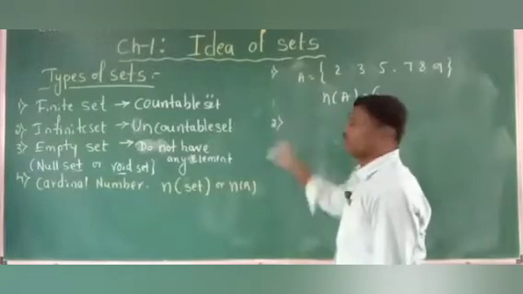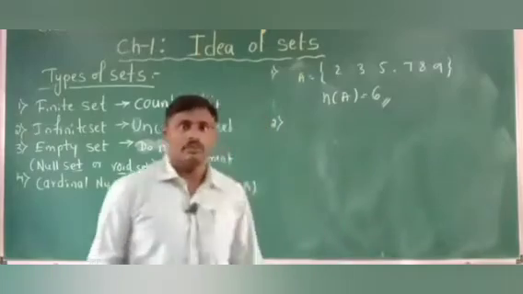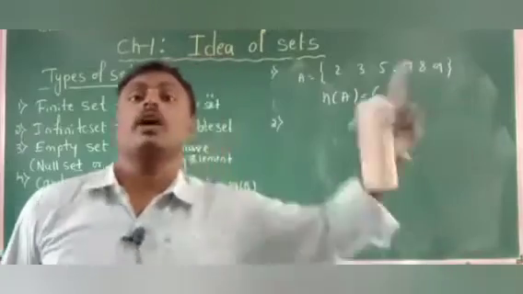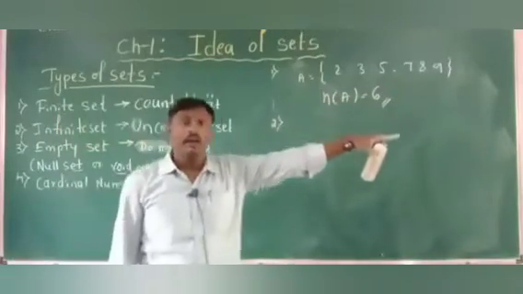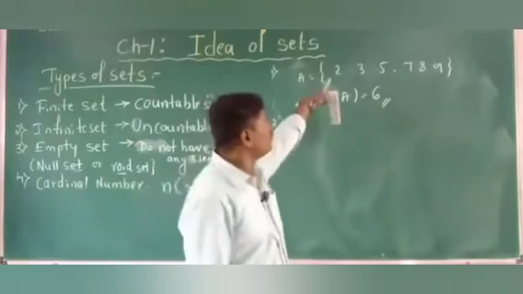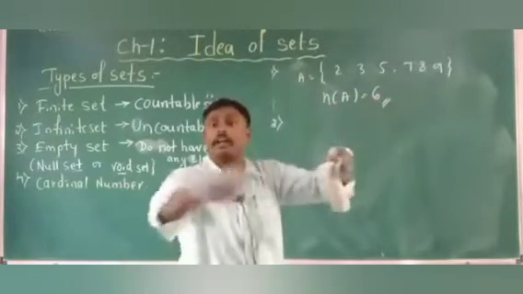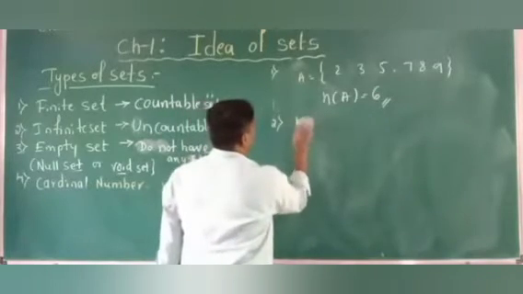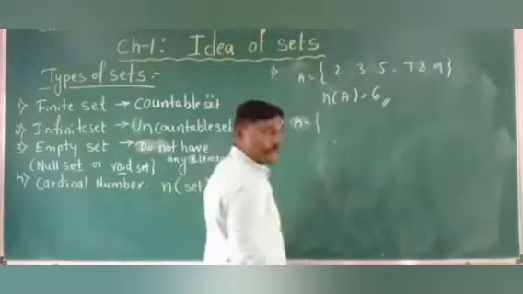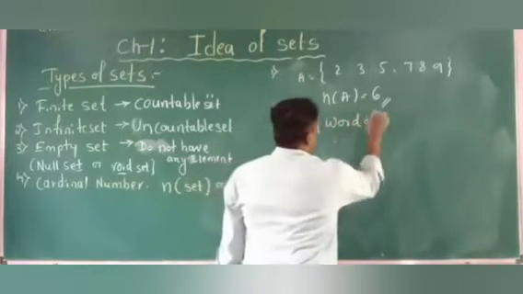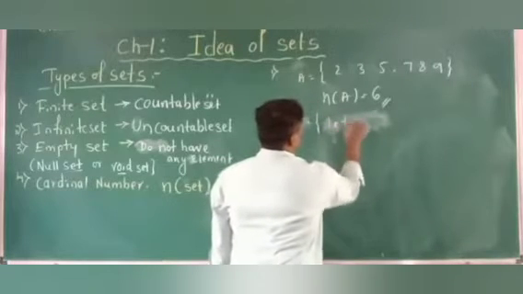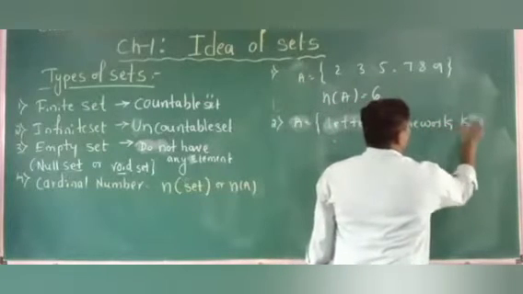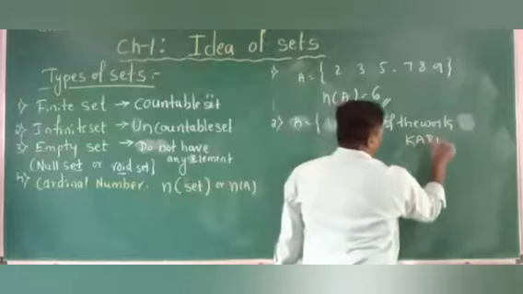Second one, when we are writing the cardinal numbers, we need to write all elements in the tabular form or in the roster form. Why? Because sometimes when we are writing the elements inside the braces, we neglect the repeated elements. For example, if I am taking the word, set A is the letters of the word Karnataka.